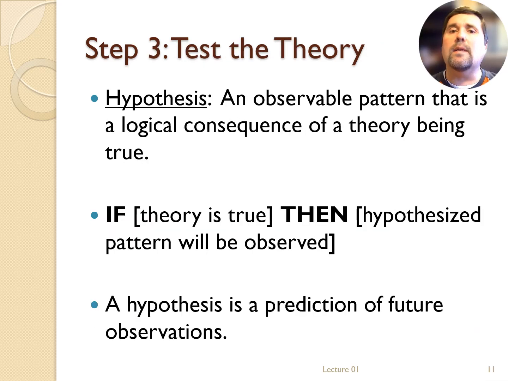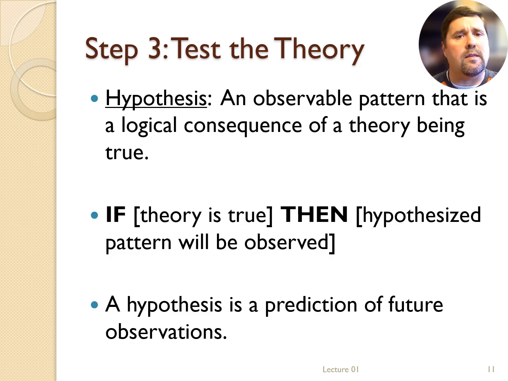Now we want to test whether that theory is correct, to find a way to show that the theoretical constructs really do exist, even if we can't see them. But since they can't be measured directly, we can't just look for them. We need a hypothesis. In this approach, a hypothesis is an observable pattern that is a logical consequence of a theory. If the theory is true, then the hypothesized pattern will be observed.